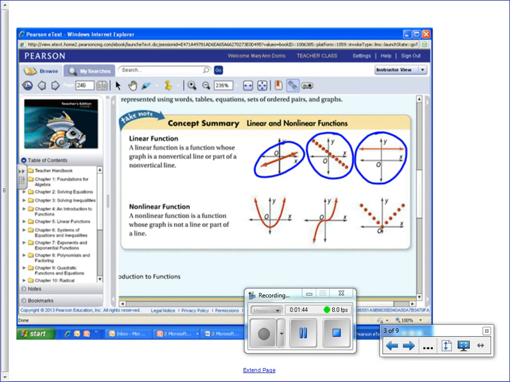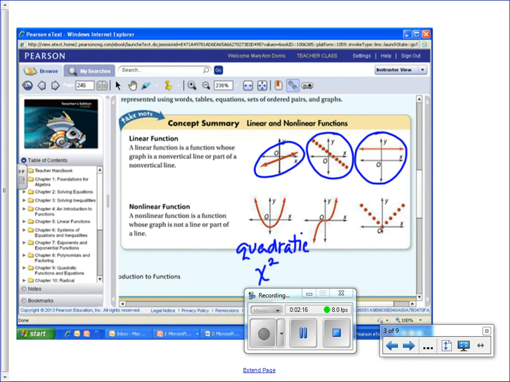Nonlinear functions can appear in several shapes. However, these are some that you will see. For instance, this one is quadratic in nature, and we will study quadratic equations later this year. Quadratic implies that there is an x squared term in the equation.